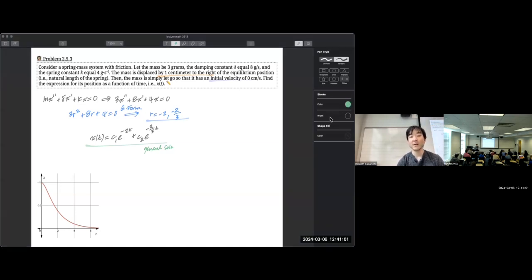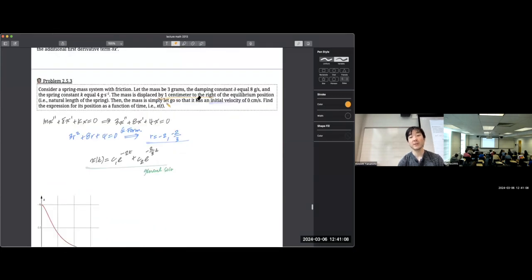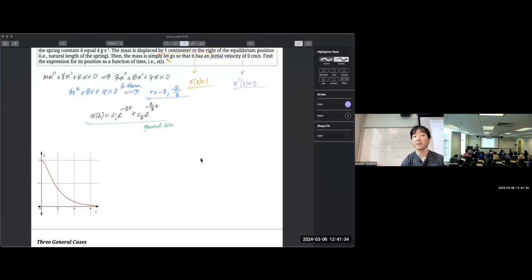If you have a horizontal spring mass system like the picture right here, displacement to the right would be positive. So the initial condition says that at initial time, it's at 1. That's my condition on the function, and this is the condition on the derivative. It's saying x prime at 0 is equal to 0 in this case. We're just letting go, so it has an initial velocity of 0. These are the two conditions that you need to use to solve for C1 and C2.